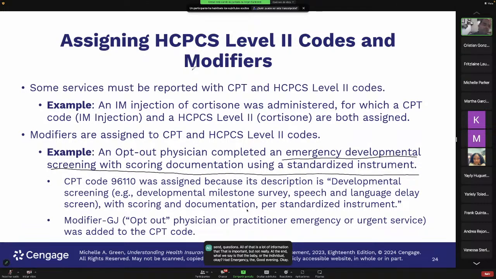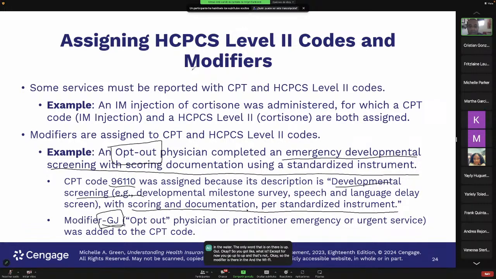Okay, but here it says something that you will not find in that part. It will say opt out. Okay, so when you look for the 96110, it will tell you emergency developmental screening with scoring of the documentation using a standardized instrument. That's exactly what it's going to tell you. And this is a description: developmental screening, yada yada yada, with a scoring using a standardized instrument. Exactly what it says on the top, exactly what it says on the bottom. The only word that is not there is opt out. Okay, so you got like, what is that? So now you go opt out, and that's a modifier. Okay, so the modifier is there in the bottom.